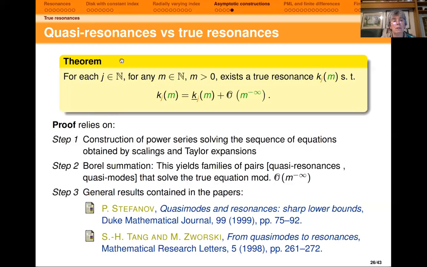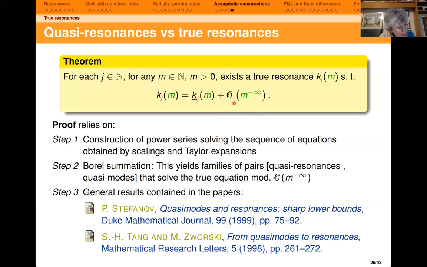So the outcome is the following theorem. For each of our constructed families, for each J and M, we know that there is a true resonance which is super algebraically close with respect to M. Well, it is not uniform in J, but for each J, you have O of M to the minus infinity. So this O depends on J.